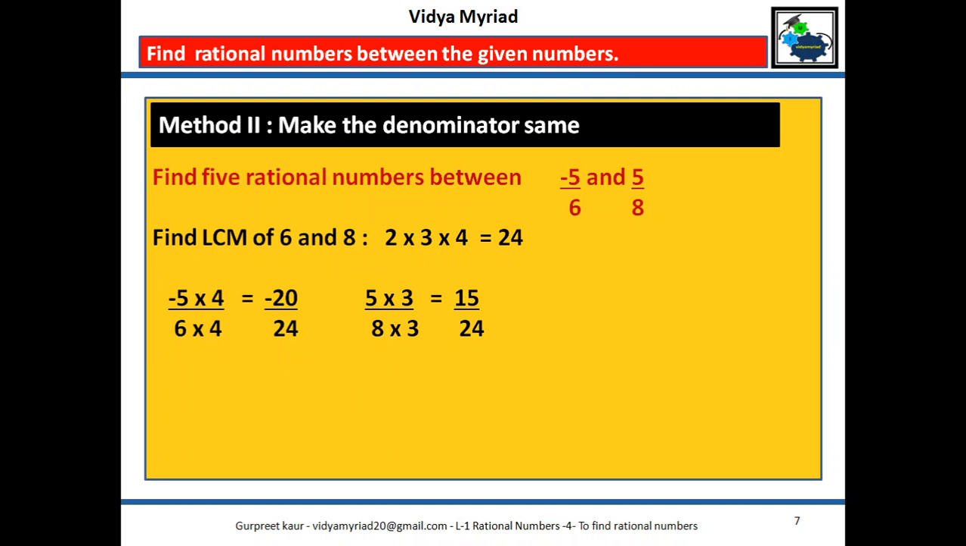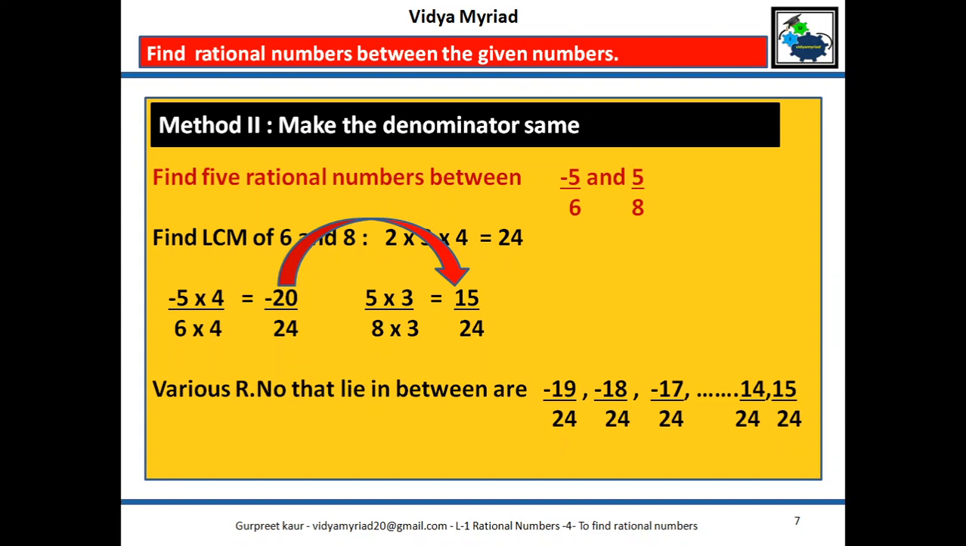So in this case my fractions become minus 20 upon 24 and 15 upon 24. Now you need to consider this. So what is my answer over here? From minus 20 till 14 upon 24 or 15 upon 24, before that I can write any number in between them. You can choose any 5 from these.